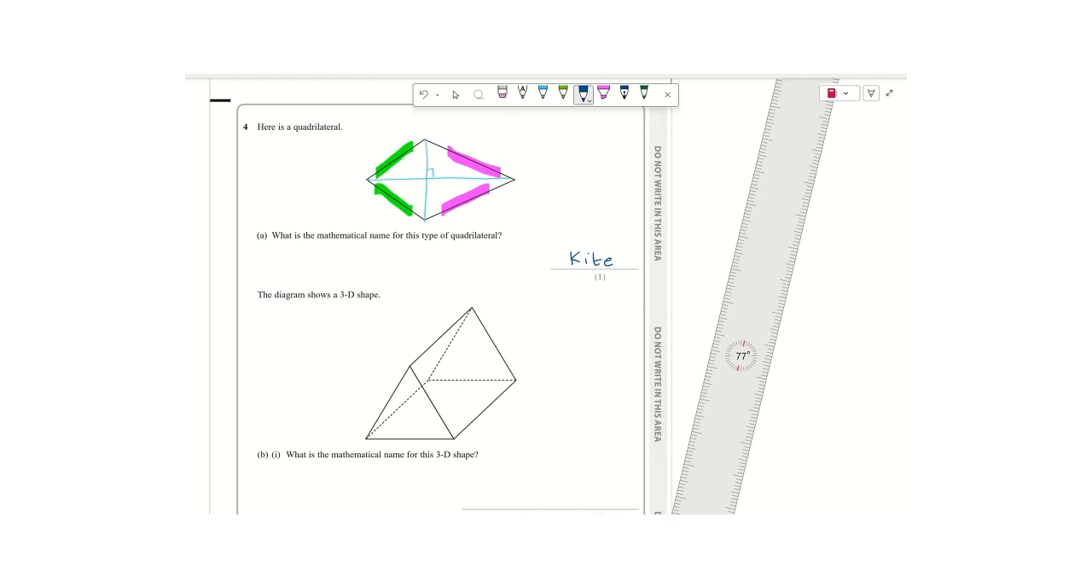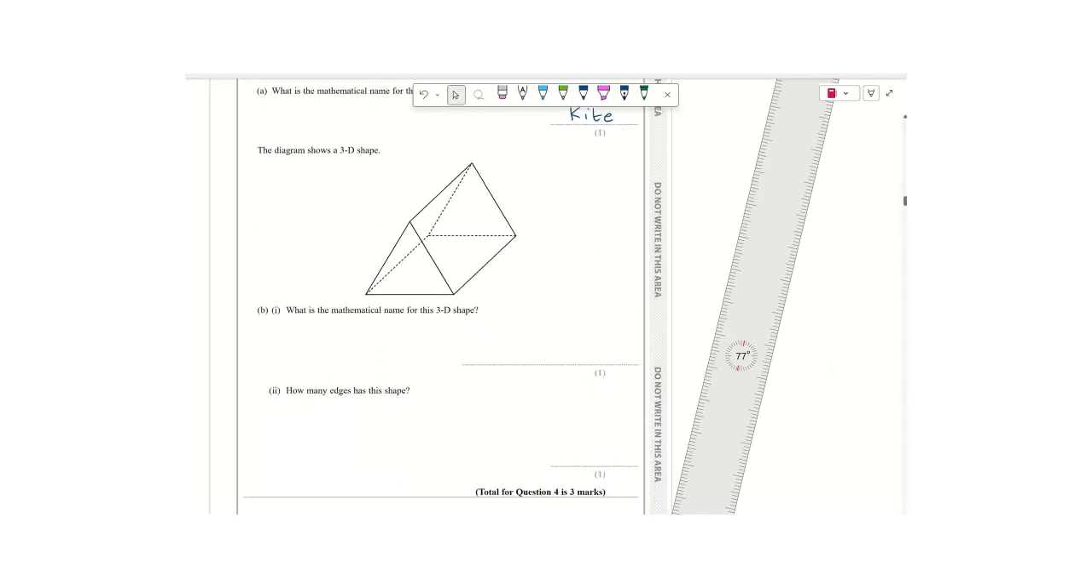So this diagram shows a 3D shape. What is the name of it? So you can see that it's got a triangle at the front, and that anywhere that you cut into it down here, you would still see that same triangle. And that means it's a prism. That's the definition of a prism. So this one is a triangular prism. And then how many edges has this shape got? So 1, 2, 3, 4, 5, 6, 7, 8, 9 edges.